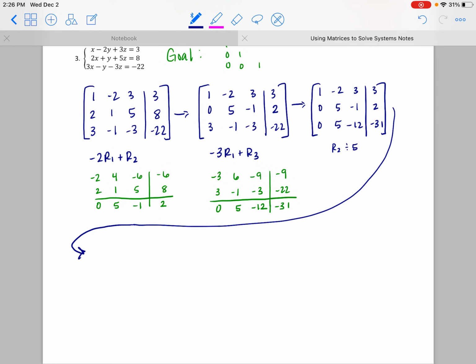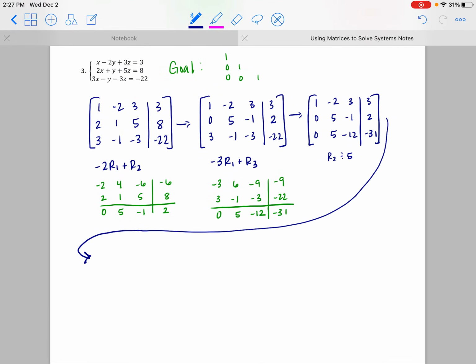And some people prefer to work vertically. It doesn't matter how you want to organize. If you want to work down with your matrices, you're going to probably end up running out of space that way too. All right, so row 2 divided by 5 doesn't change row 1. So row 1 is still, actually, let me make this go a little further.